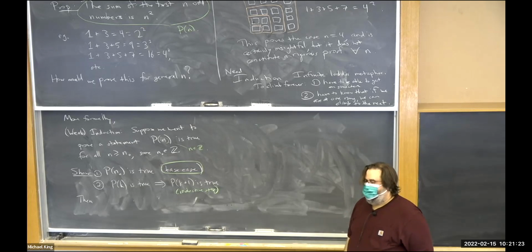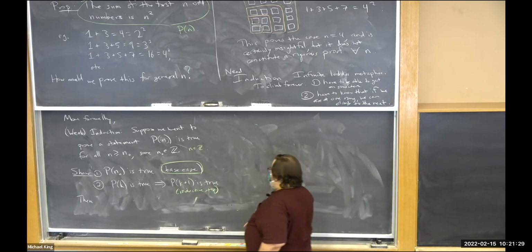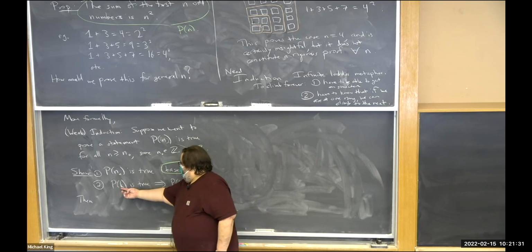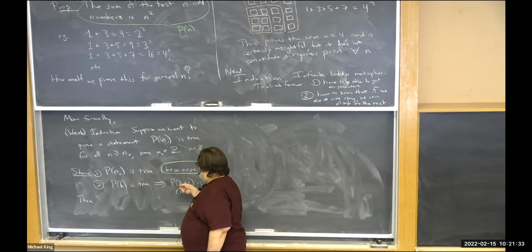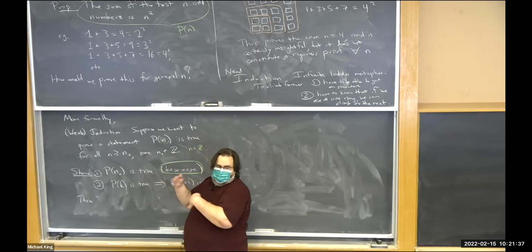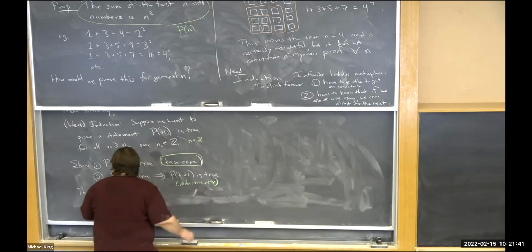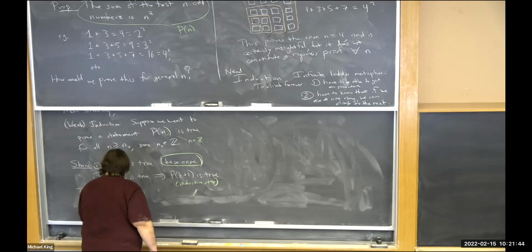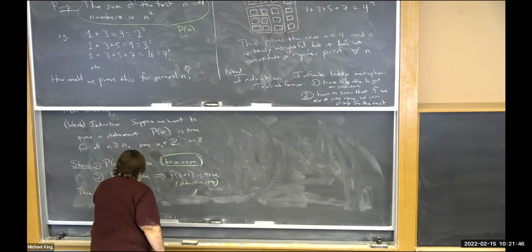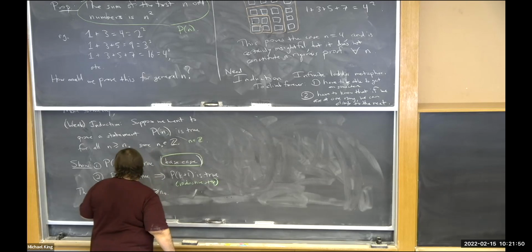Yep, k could be n naught, right. That's a good point. If k happened to be n naught, and we prove this, that means we get it true for n naught plus 1. So that's the first step, and then we start working our way up from there. So then P of n is true for all n. I know I wrote that up there, but I just want to say this is the statement of induction right here.